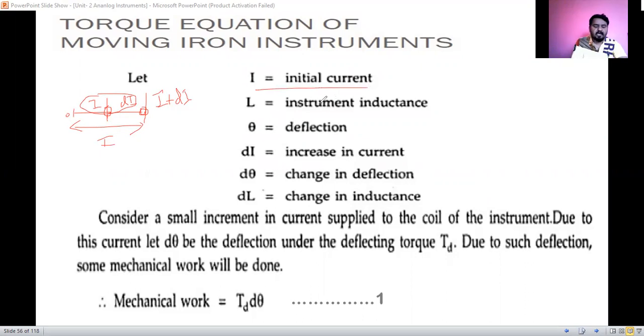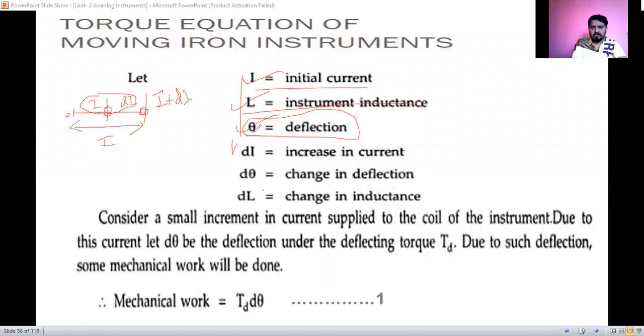The instrument has some inductance, called L, which is the initial inductance. The deflection theta is also initial. These three are the initial conditions: I is current, L is inductance, theta is deflection. If the current changes, the inductance will change, the flux will change, meaning the flux linkage will change. Then the deflection will also change.